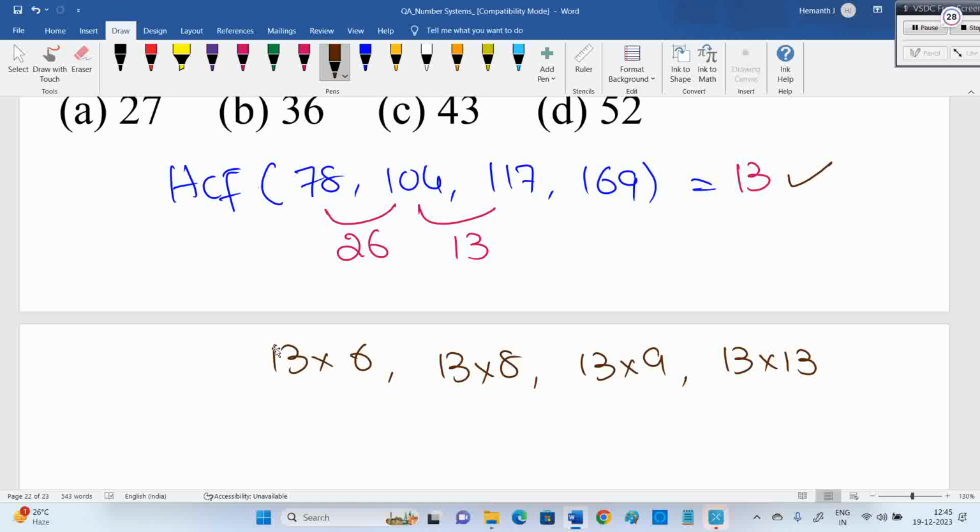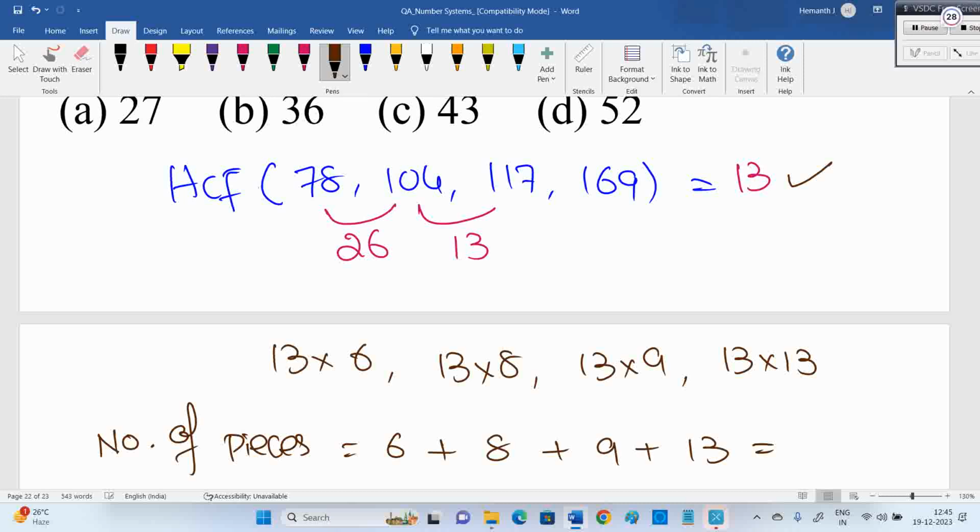But sir, 13 is not available in the options. My dear friend, what are they asking? What you came to know is each piece's length, but they're asking how many pieces. For 78, each piece 13 means the number of pieces is 6. The first one is 6 pieces, the second one is 8, the third one 9, the fourth one 13. So we got 36, the number of pieces they're asking.